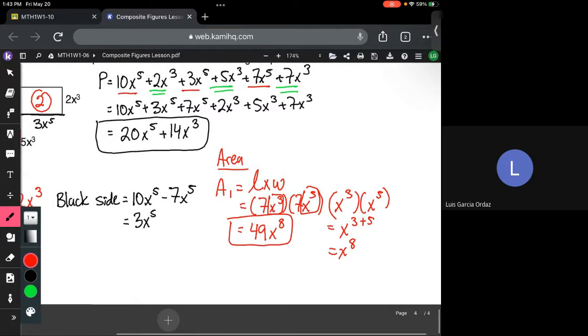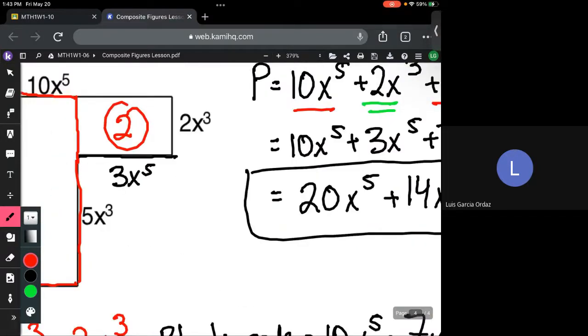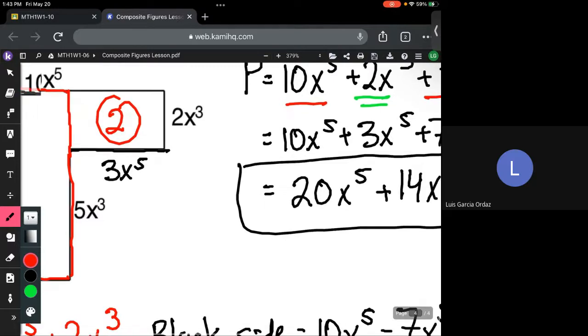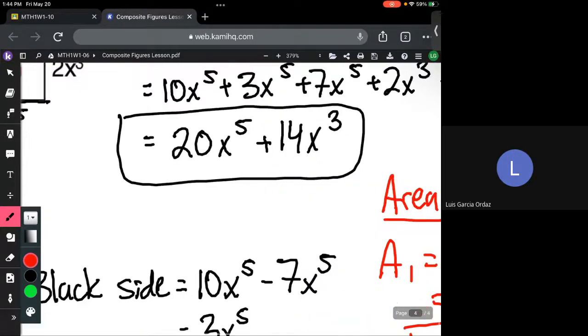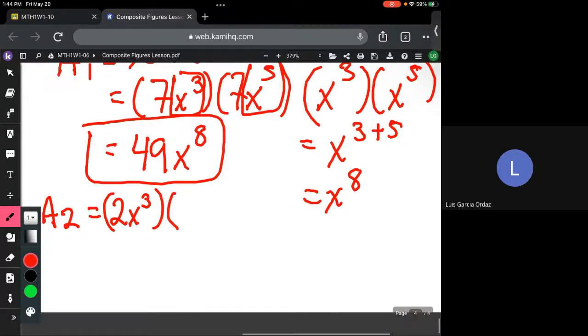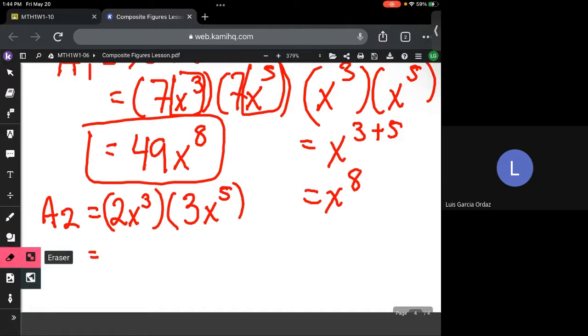Now we have the area of shape number 2. Again, it's length times width. So what's my length and width for shape number 2? Okay, so I have 2x^3 and 3x^5. So what does that simplify into? What's 3 plus 5? 8.